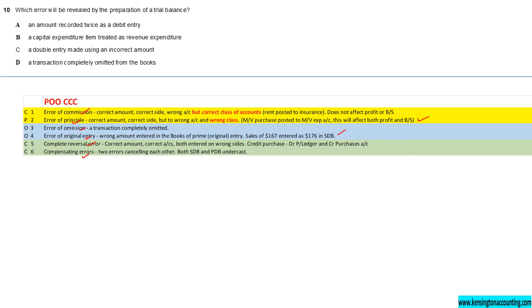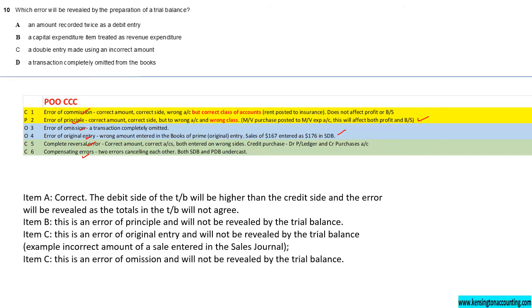So let's look at the 4 items in our question. Item A, an amount recorded twice as a debit entry. Yes, so I think this seems to be the correct answer. This will be shown as an error in the trial balance. The trial balance will not balance and it will be revealed by the TB.